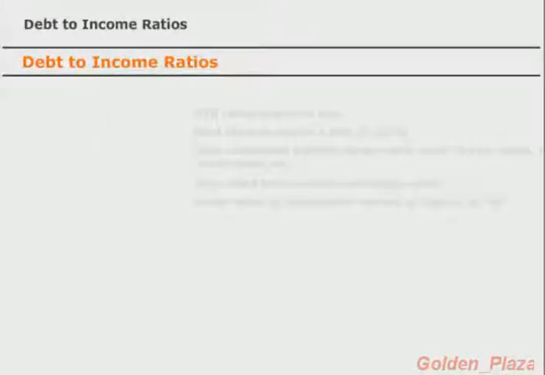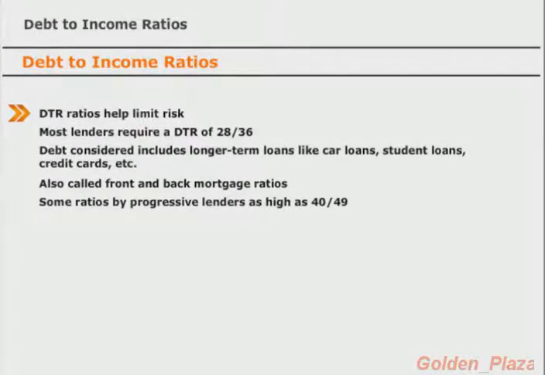Lenders calculate debt-to-income ratios to help them limit risk. After your credit report, these ratios are the most important factor an underwriter looks at when deciding to lend. If a borrower does not meet a lender's ratio, they will be denied the loan. Traditionally, most lenders require that borrowers have a debt-to-income ratio of 28:36.